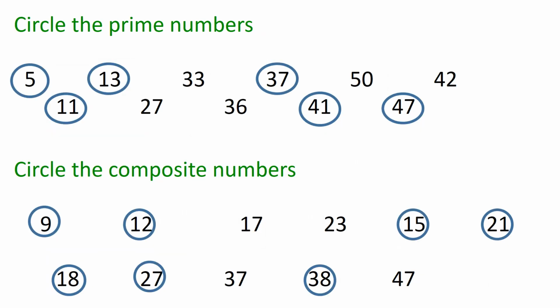Circle the prime numbers from this set of numbers. I have circled the prime numbers here: 5, 13, 37, 11, 41 and 47. Other numbers are composite numbers. Now, secondly, circle the composite numbers from this set. I have circled the composite numbers. They are 9, 12, 15, 21, 18, 27 and 38. The other numbers are prime numbers.